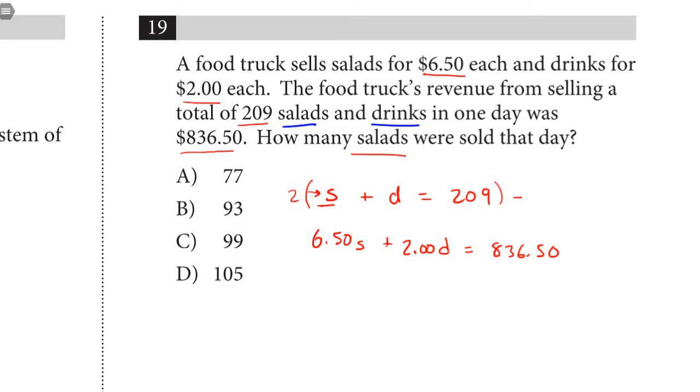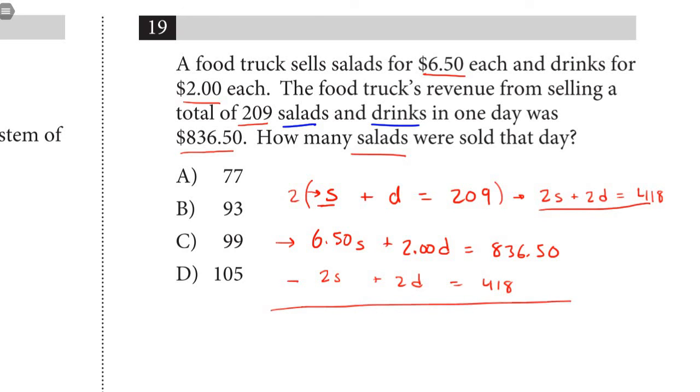So when you do that, what you'll get is 2S plus 2D, and that would be equal to 418. Now, why did I do this? Because if I subtract this from this, what will I get? Watch this. 2S plus 2D is equal to 418, and if I subtract this whole thing, I will get the following.